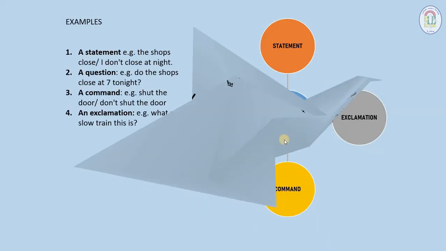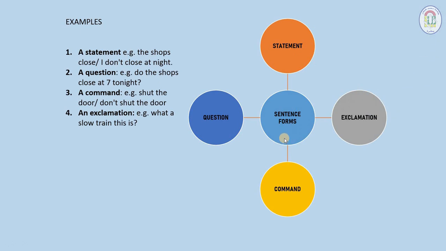So we move to sentence forms. This is normally number 2. The sentence forms. The sentence form can be a statement, and when I say a statement, I'm talking about a declarative form of the sentence. It can be a question, it can be a command, and it can be an exclamation.